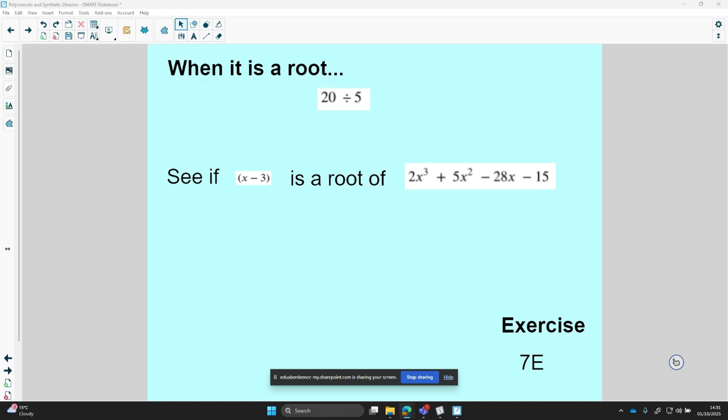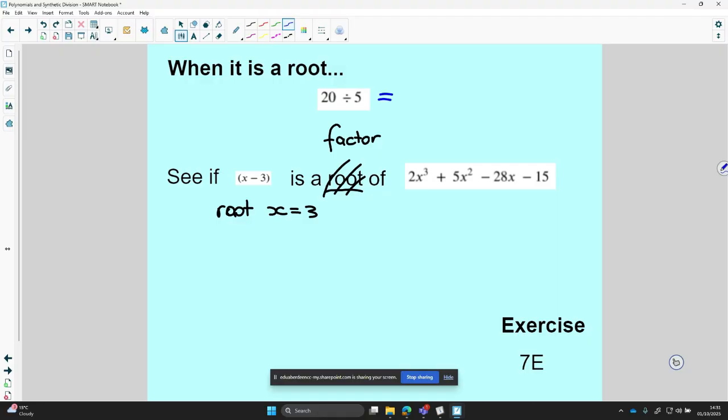So I want to see if x minus 3 is a factor of 2x cubed plus 5x squared minus 28x minus 15. It is meant to be a factor, thank you. That's the factor. The root would be x equals 3. Okay? To fully understand this, let's go back to a regular division.